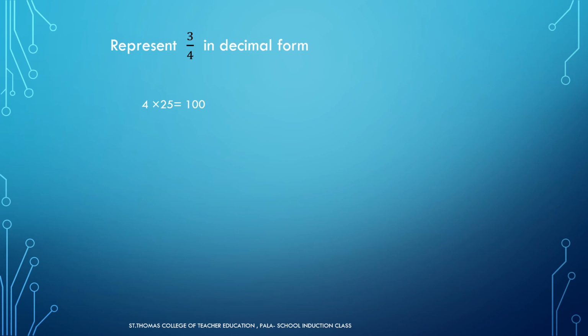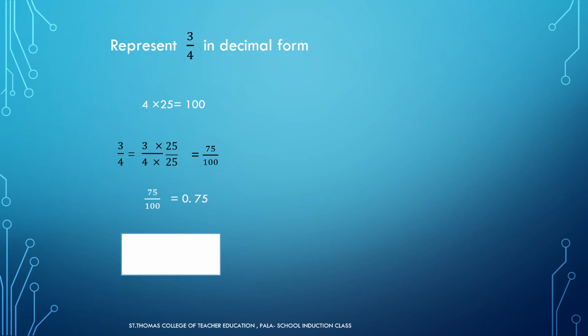And it implies 4 into 25 is equal to 100. Then what is the next step? Yes, multiplying numerator and denominator by the same number and it is 25. And so you get 75 by 100. And we all know the decimal form of 75 by 100 is 0.75. So the decimal form of 3 by 4 will also be 0.75. So while doing this problem, be very careful and thoroughly check the denominator. Okay.